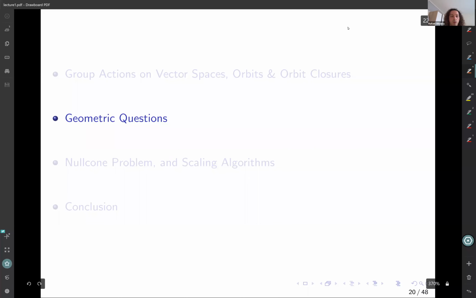Okay, hi everyone, welcome back to part 2. And now that we saw examples of group actions on vector spaces, orbits, and orbit closures, let's explore a little bit the geometric and computational questions that arise from group actions on vector spaces.